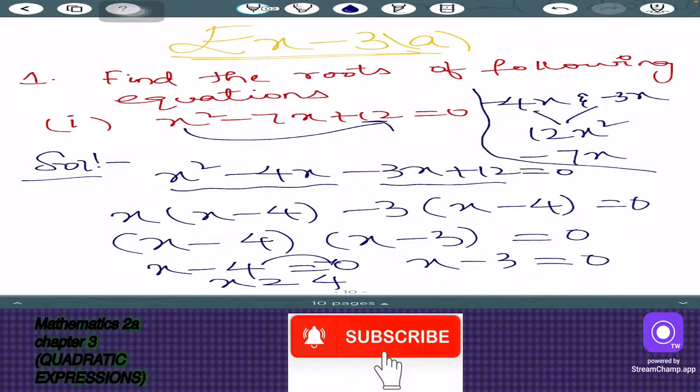If you send this 4 over here, 3 over here, you will get x is equal to 4 and x is equal to 3.